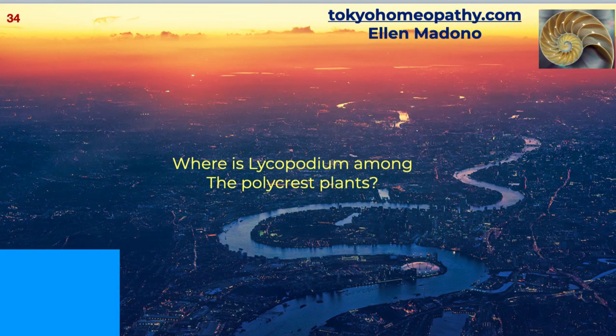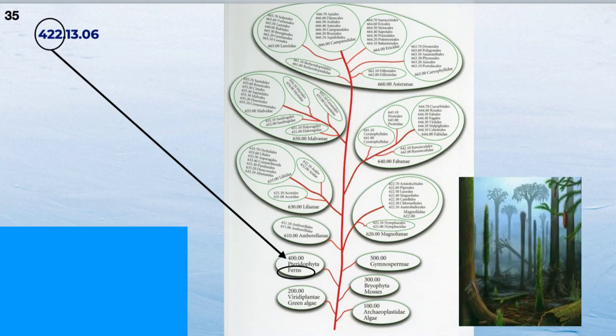Now, if we look at Lycopodium among the polycrest plants, where does it line up? What can you learn by understanding how homeopaths understand Lycopodium among other remedies with lots of rubrics? Okay, first of all, it's very low in the hierarchy of plants in terms of, it's a very old plant. It was a plant in the Cambrian period. So it has a number 4 here, 400. As you go up higher, these become 330, 350, 616, 660. They go up in number. This is 500.